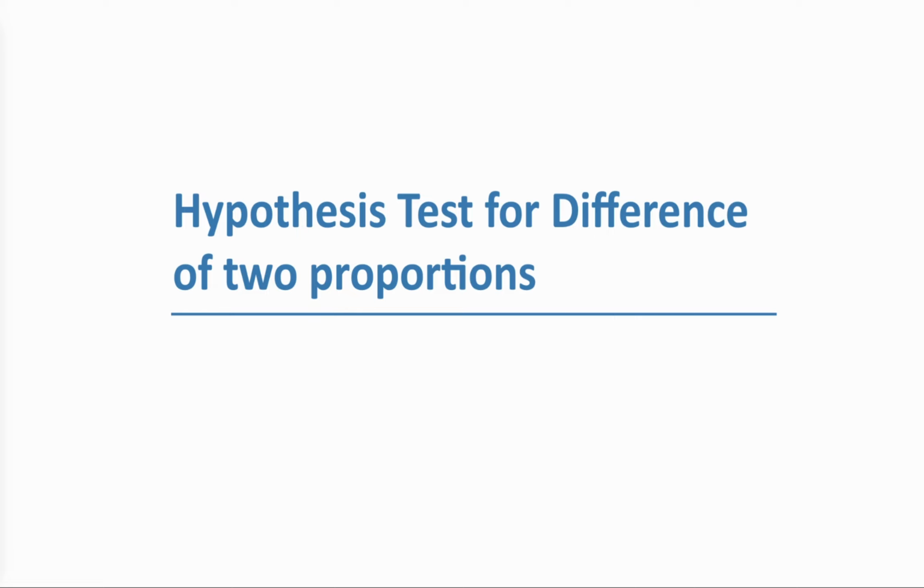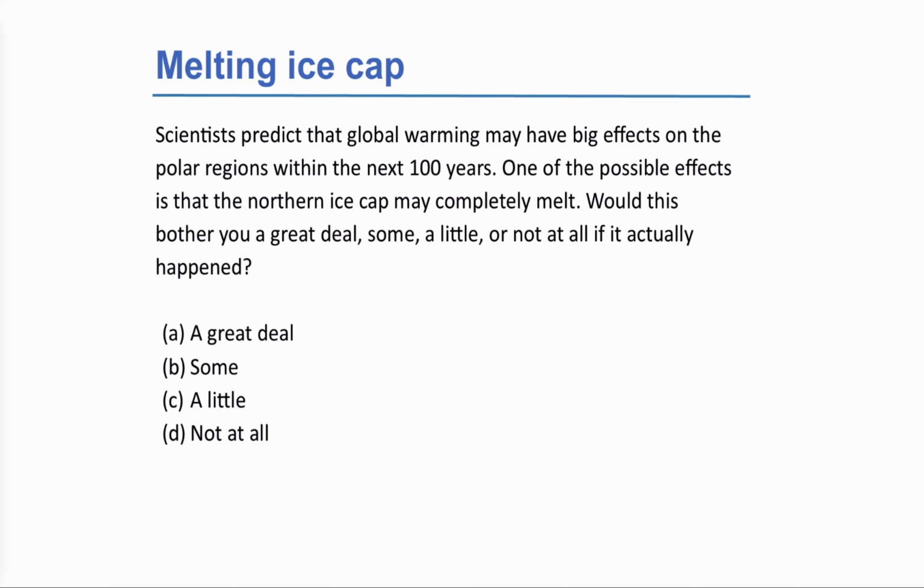This is testing for a difference of two proportions. So again, using an example that we did when we did a confidence interval, scientists predict that global warming may have big effects on the polar regions within the next 100 years. One of the possible effects is that the northern ice cap may melt completely. Would this bother you a great deal, some, a little, or not at all?